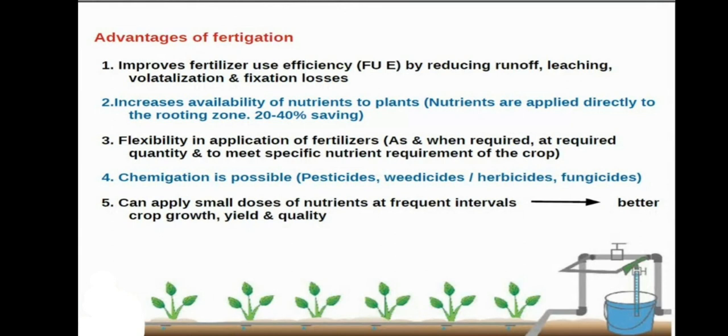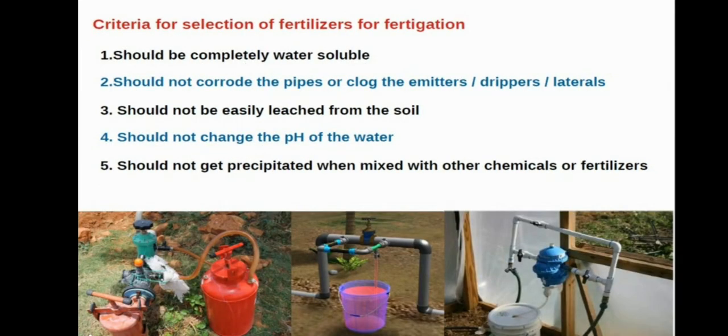Pesticides, weedicides, herbicides or fungicides can be given through fertigation. Small doses of nutrients can be applied at frequent intervals. Better crop growth, yield and quality are seen. Another advantage is that plant death due to high doses of fertilizer can be reduced.